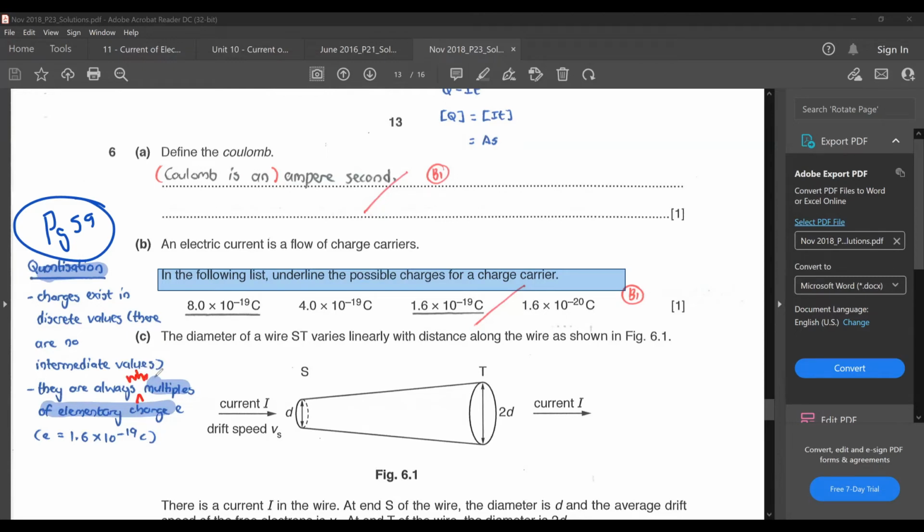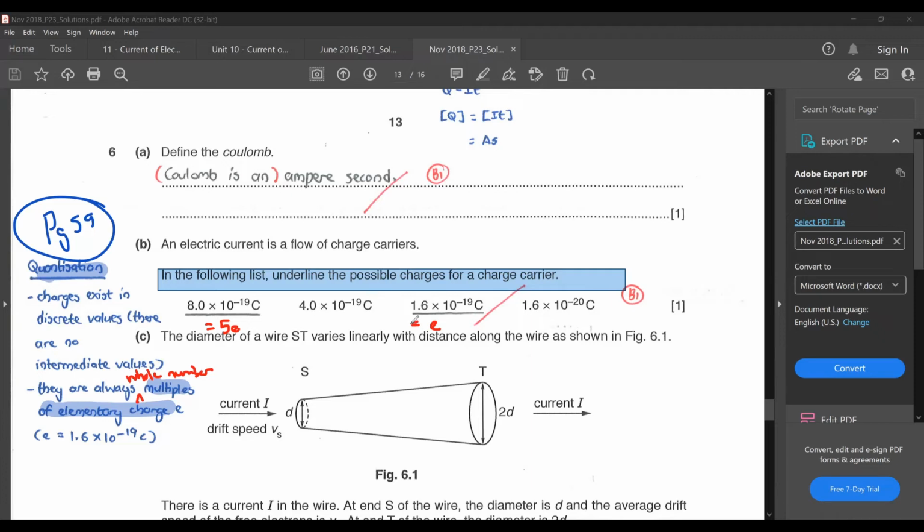Whole number multiples now. So all you just need to do is find out, in terms of e, what are the possible charges. This one, if I'm not mistaken, will be 5e. If you divide by 1.6 times 10 power minus 19, this is actually equal to 5e. This one is actually equal to e.